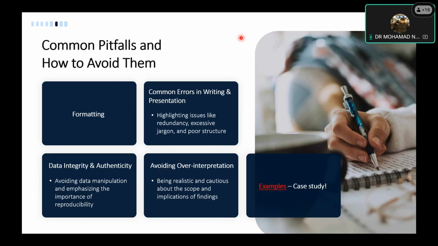Okay, so the second one is try to avoid common errors in writing and presentations. This is the major problem: redundancy, repetitions, and use of excessive jargon words, which is not really good, because scientific words are scientific words. They are not conversation words. The common English words that we use every day are for when you want to converse with anybody.